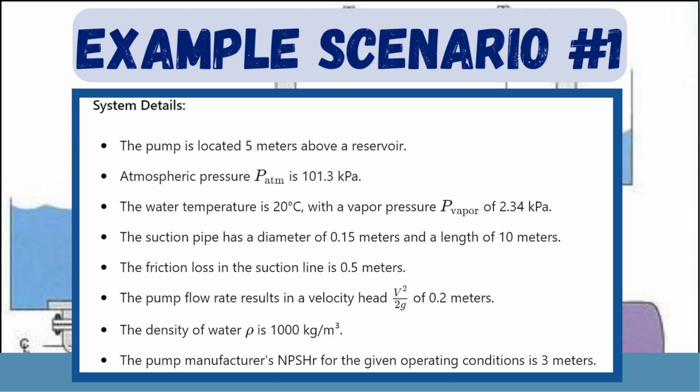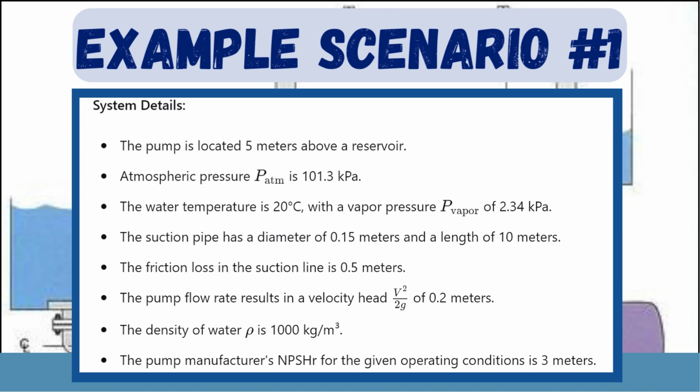In the next example, we will consider the calculation of V²/2g, which is velocity head, and after calculating it, we will move ahead towards the NPSH available calculation. Also, in this particular problem statement, the density of water is given as 1000 kg per meter cube. And guys, the pump manufacturer's NPSH required for the given operating condition is 3 meters.